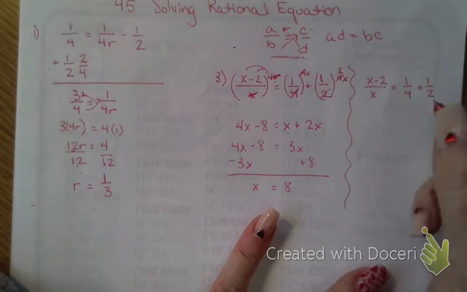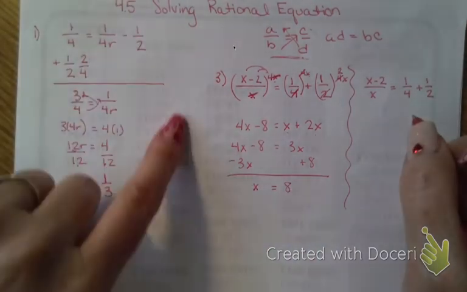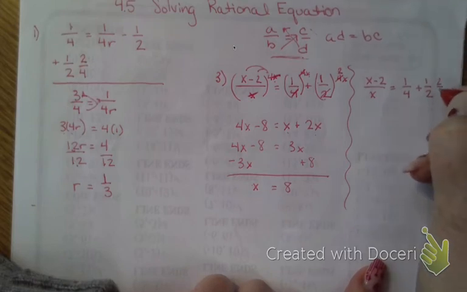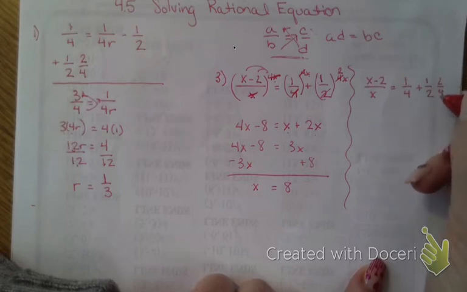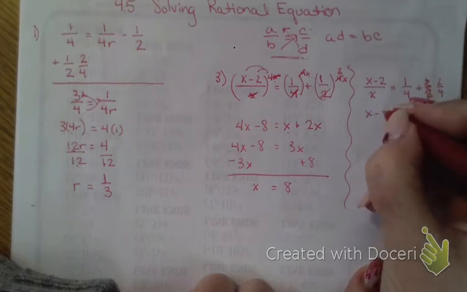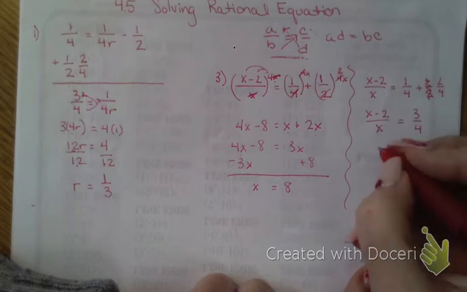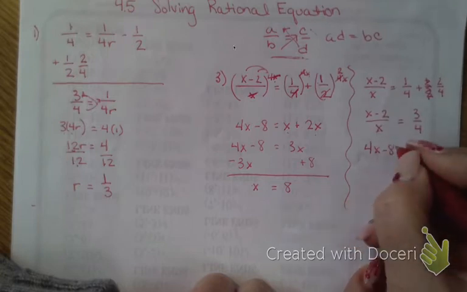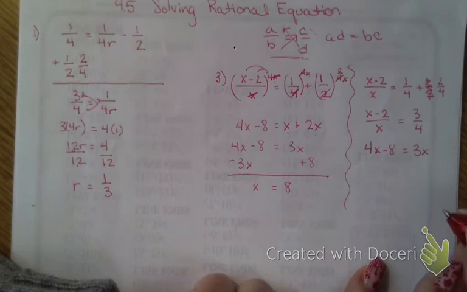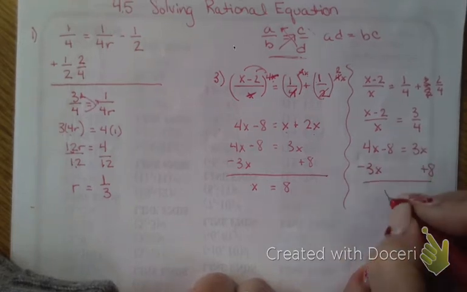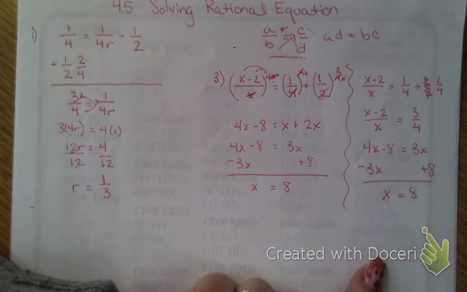Okay, another way I could have done it was the same way as I did up here. I could have combined 1/4 and 1/2. So 1/2 is 2/4, correct? Is 1/2 equivalent to 2/4? Yes. Okay, so 1 plus 2 is 3. So you have 3/4. Cross multiply gives me 4x minus 8 equals 3x minus 3 plus 8. X is what? 8.